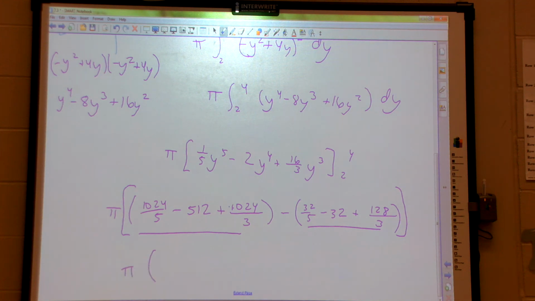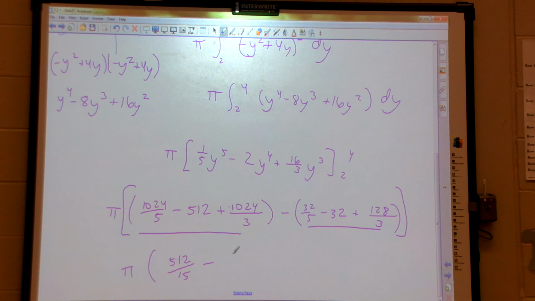So I have pi. What do I get in that first set of parentheses when we type all those in? I want everyone doing it. Make sure we're good. 512 divided by 3. Okay, I want everyone doing it. Make sure we all get that. I got 512 over 15. Yeah, 512 over 15 as well.